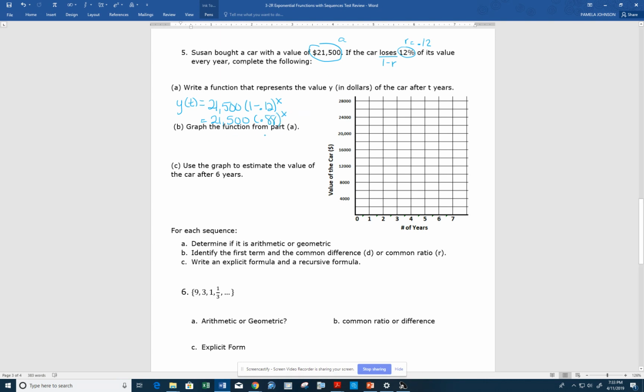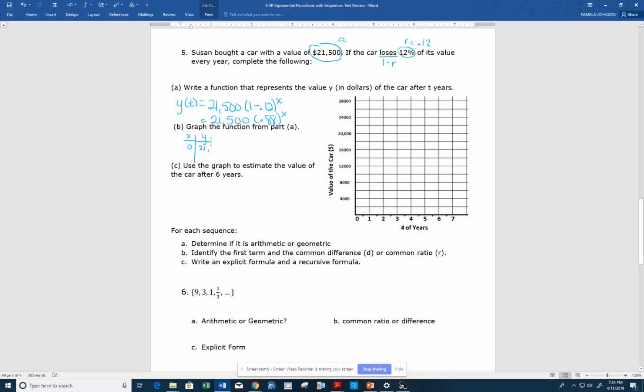Now, we want to graph the function. Okay? This is the part where if you have your graphing calculator, you really want to use that. You can do this with the calculator in your phone. You just have to keep multiplying whatever the current value is by 0.88. So in your calculator, if you were to put this in y equals, these are the values that we're going to get for the first couple of years.